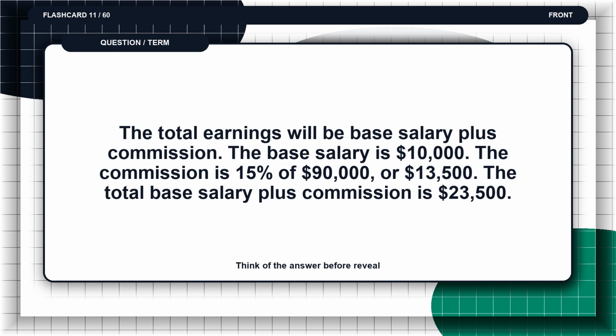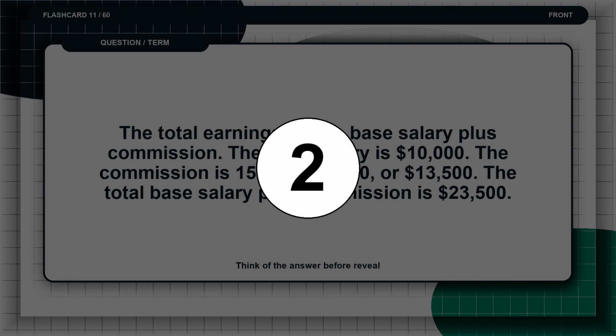Flashcard 11. The total earnings will be base salary plus commission. The base salary is $10,000. The commission is 15% of $90,000, or $13,500. The total, base salary plus commission, is $23,500. Think of the answer before the reveal.